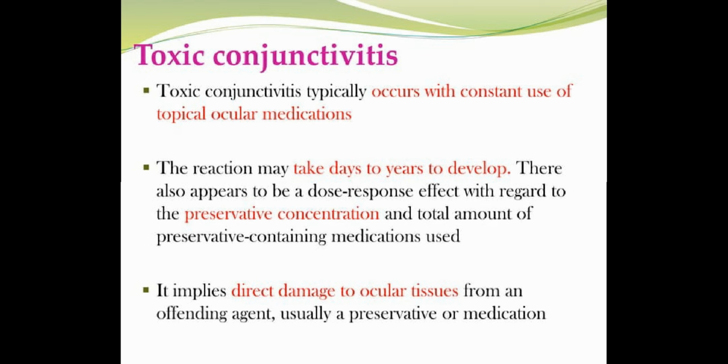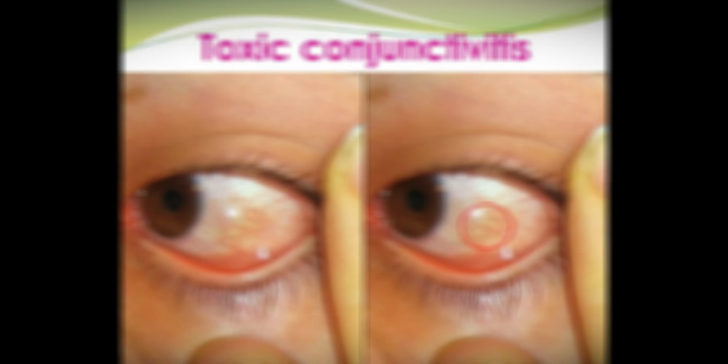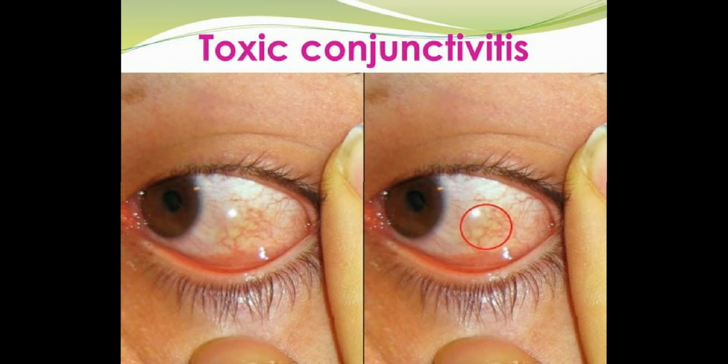Now coming to toxic conjunctivitis. Toxic conjunctivitis typically occurs with constant use of topical ocular medications. The reaction may take days to years to develop. There also appears to be a dose response effect with regard to preservative concentration and total amount of preservative-containing medication used. It implies direct damage to ocular tissue from an offending agent, usually a preservative or medication. This diagram shows toxic conjunctivitis.